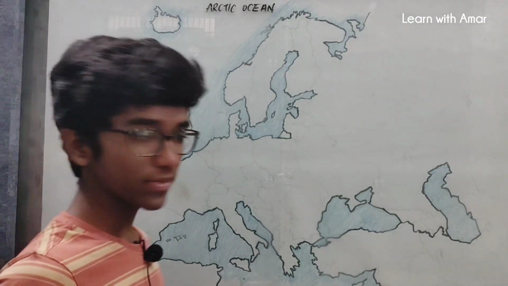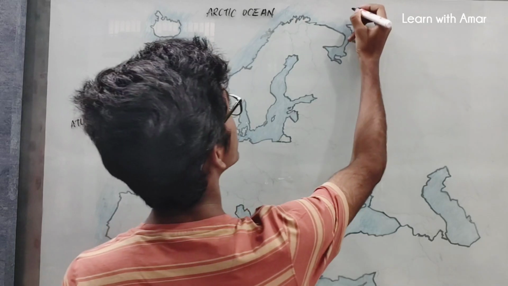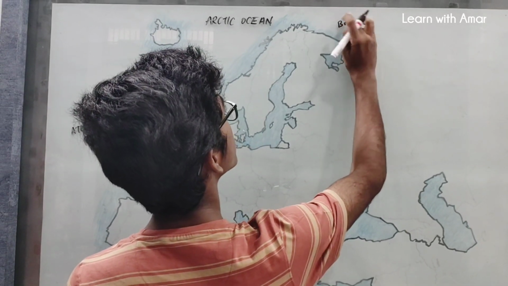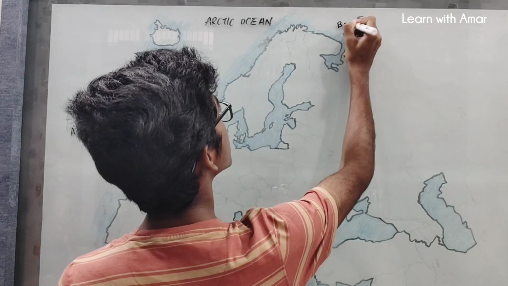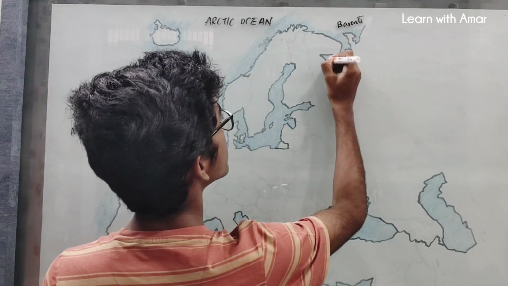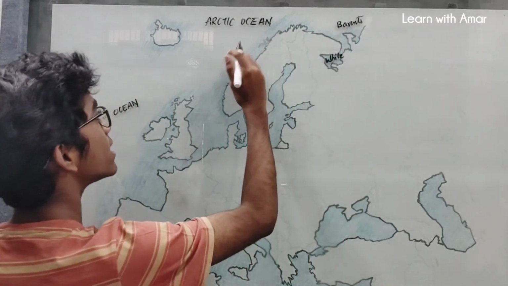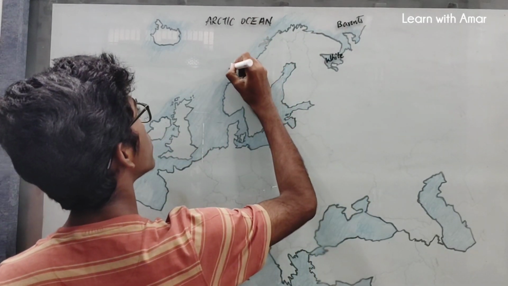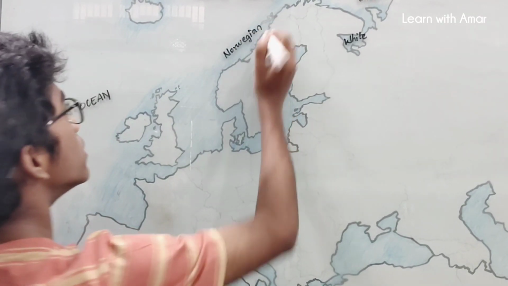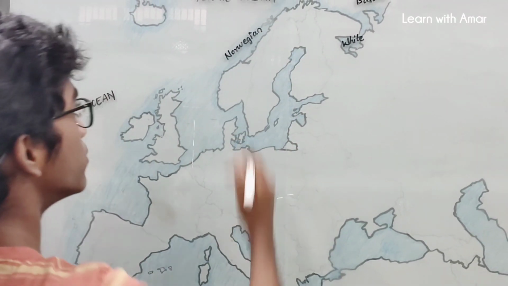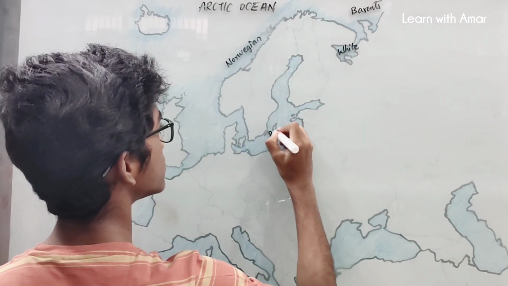Now, coming to the seas of Europe, we start from the beginning, from the north. Here we find the Barents Sea, and just below it, the White Sea. Coming over here, above Norway, we find the Norwegian Sea, which was named after the country itself, Norway. Below here, this total area is the Baltic Sea.